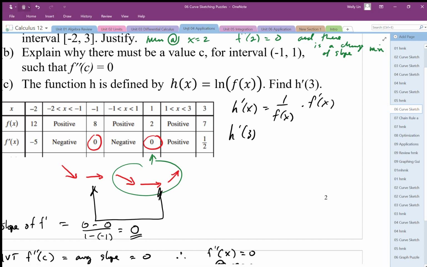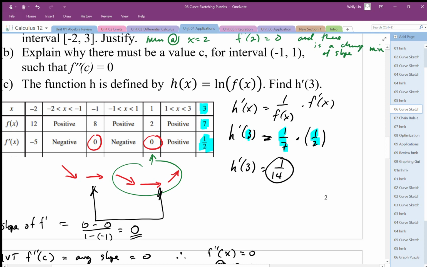Well, I can figure out h prime of 3 if I know f of 3. Well, I think I do because it is right here. So at x equals 3, I have f of 3. I also have f prime of 3. So I'm just going to plug those in. So I get 1 over 7, times f prime at 3, which is equal to 1/2. Okay, so there it is. Those values come from there when x equals 3. So simplifying that, my slope at 3 on the h graph is going to be 1 over 14.